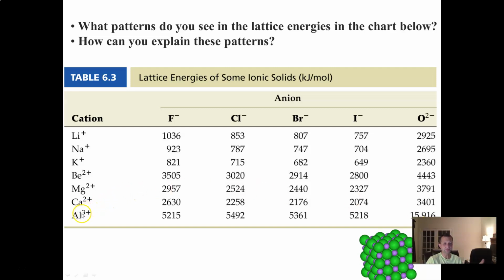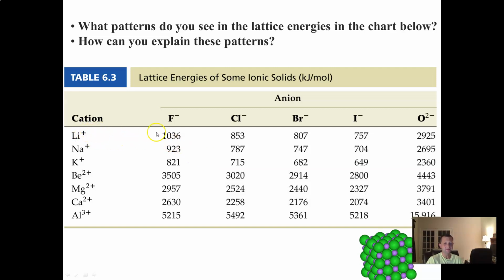What's the difference between aluminum fluoride and aluminum oxide? The aluminum part is the same, but the anion is different. The F-1 ion contributes to the 5,215, where the O-2, a negative 2 charge versus a negative 1, gives us 15,916. So the difference in charges looks like it has something to do with this. And then what else could make a difference?